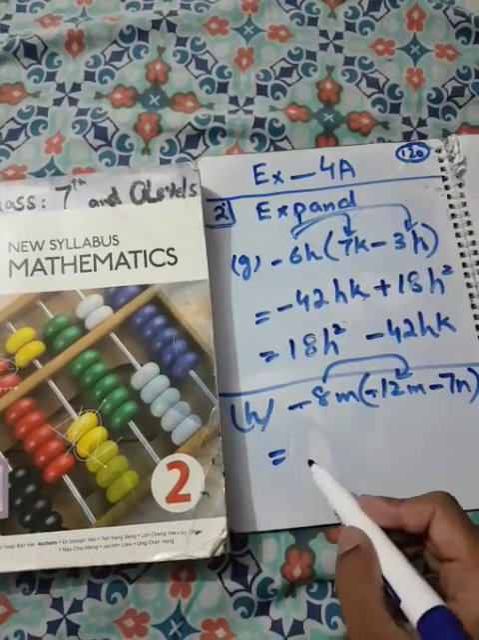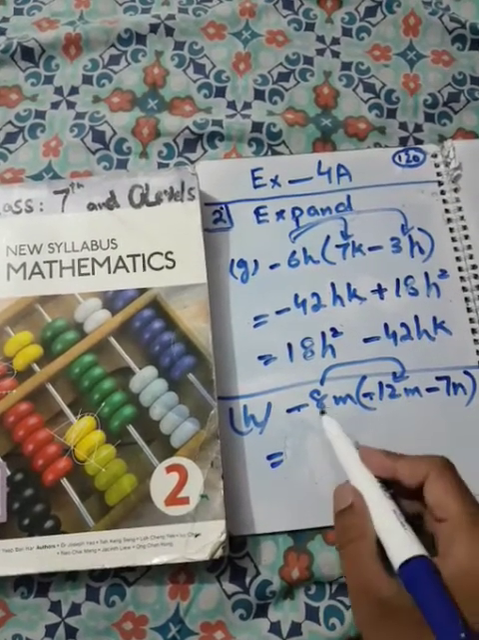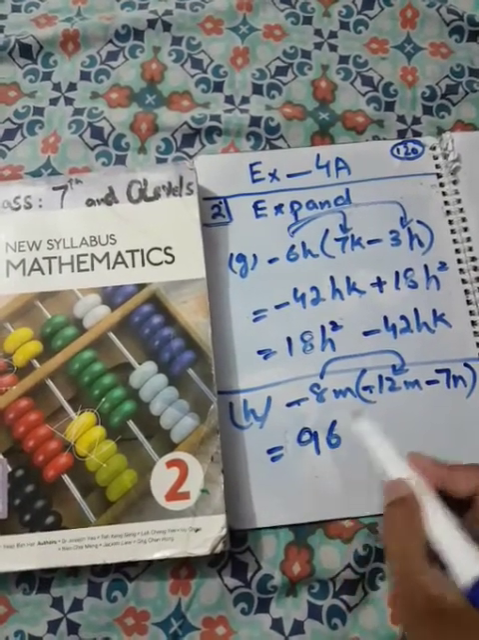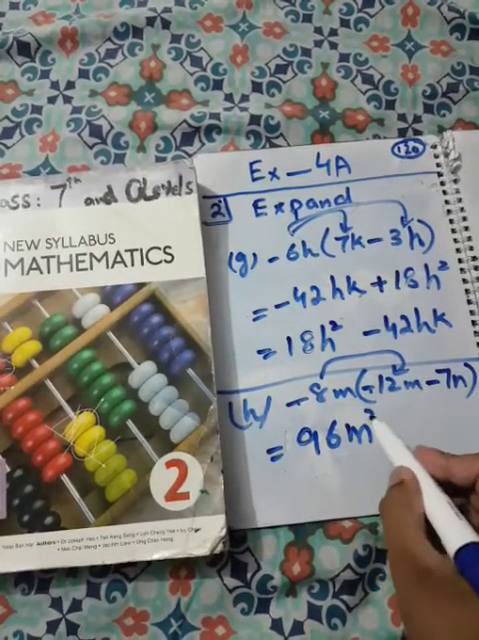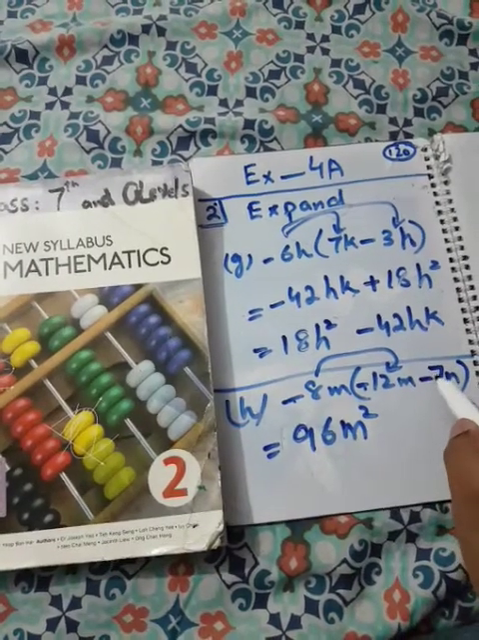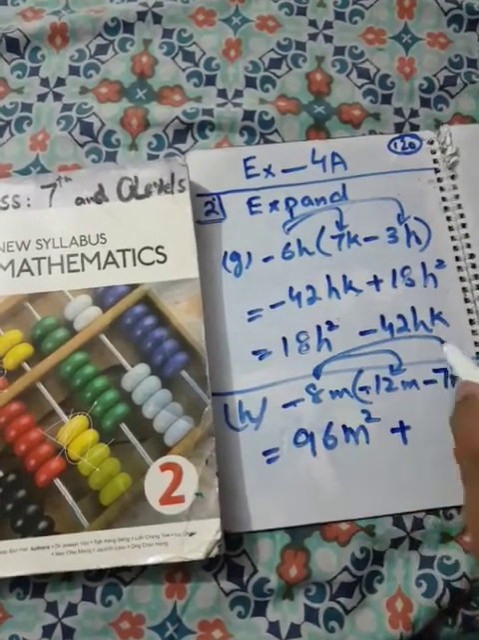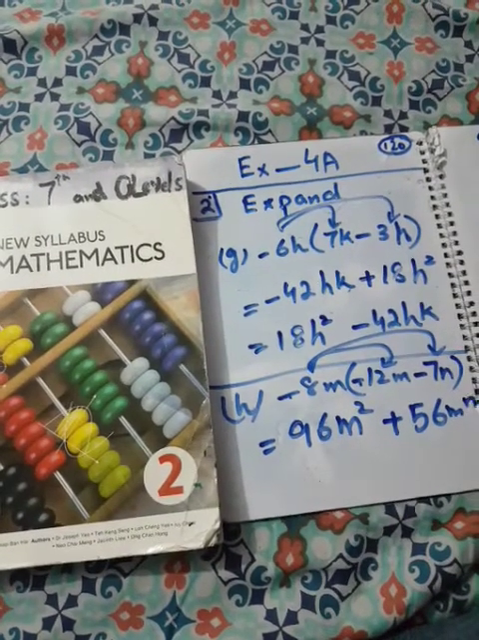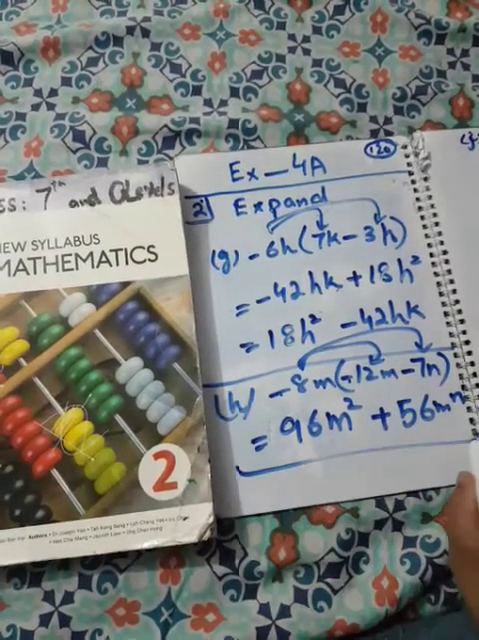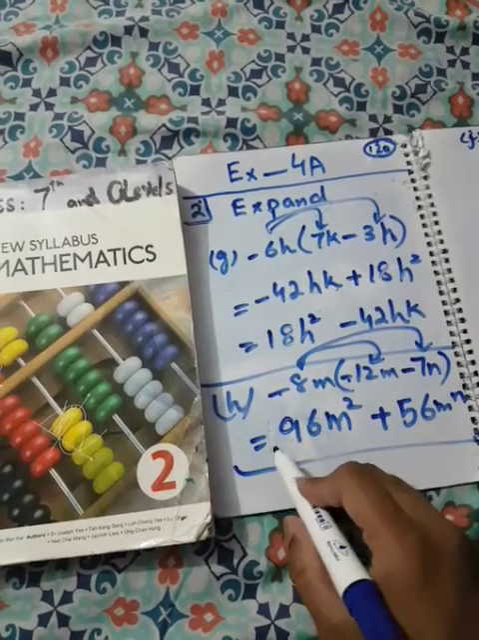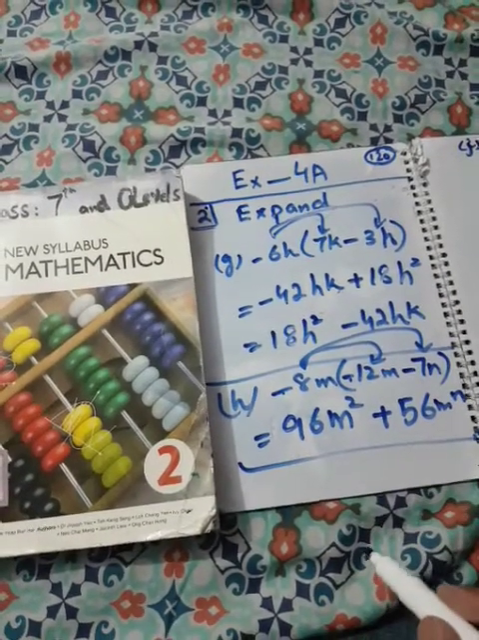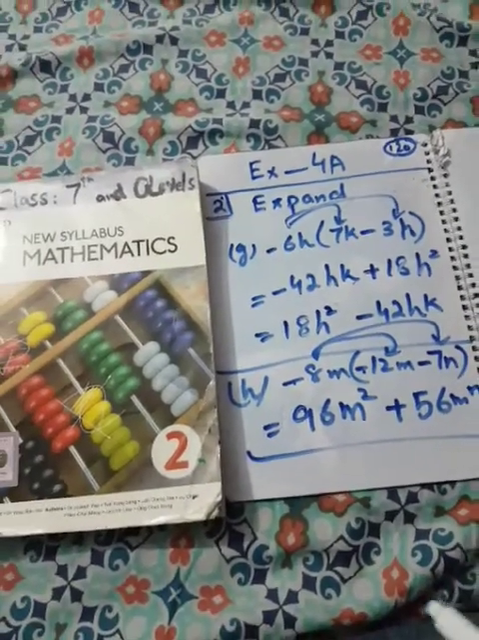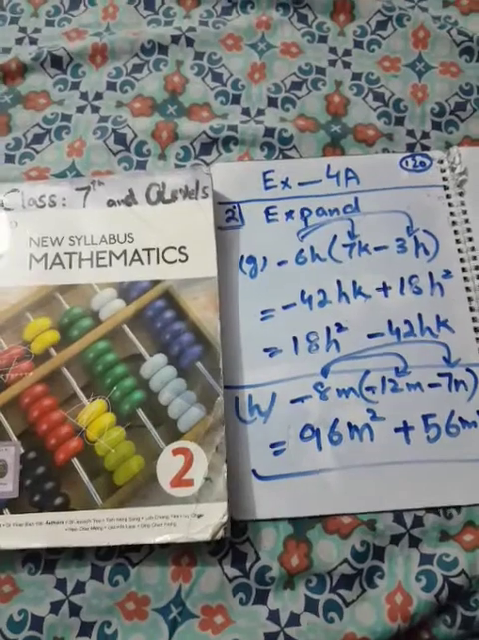8 times 12 will be 96; recall the table of 12 or the table of 8, it's better to recall the table of 12. You shall get 96. m times m will be m square. Because of the minus sign outside, the sign inside the bracket will be changed into positive. 8 times 7 will be 56, and m from here and n from here. 56mn is the answer. Now already the positive values are at the start, so you don't need to rearrange their position. Okay, then the next part, the second last part I mean.